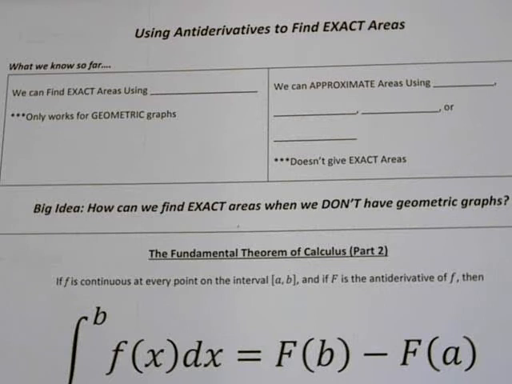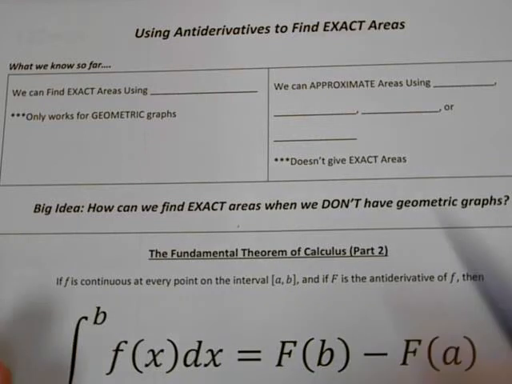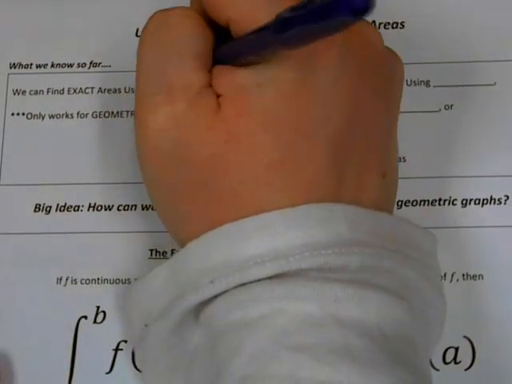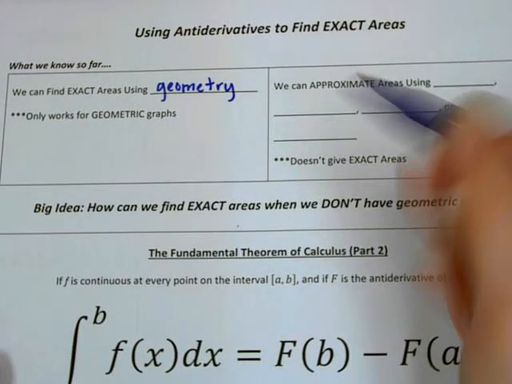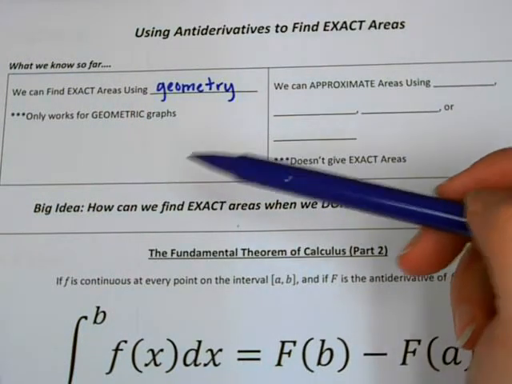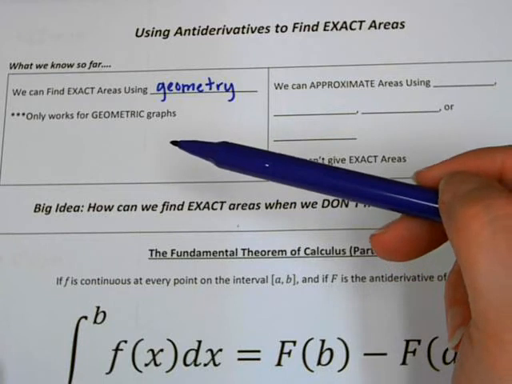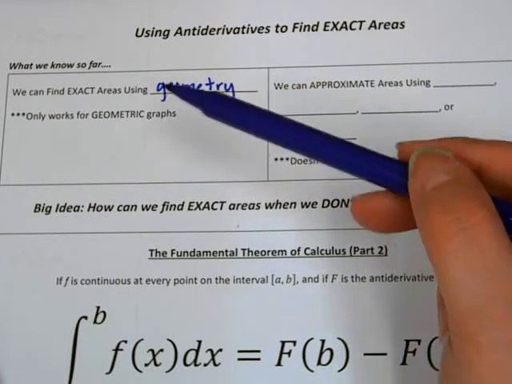Hi everyone, so we are going to start talking about using antiderivatives to find exact areas. So let's recap what we already know so far. We can find exact areas using geometry. So that's the first thing that we did in this chapter. But then we realized that that really only works when we have nice geometric graphs. So we found exact areas doing that.